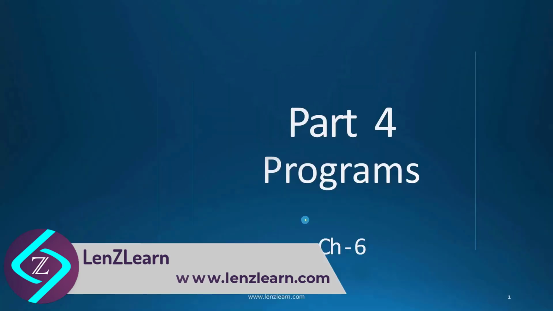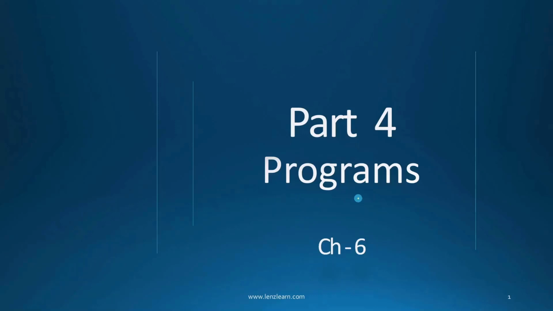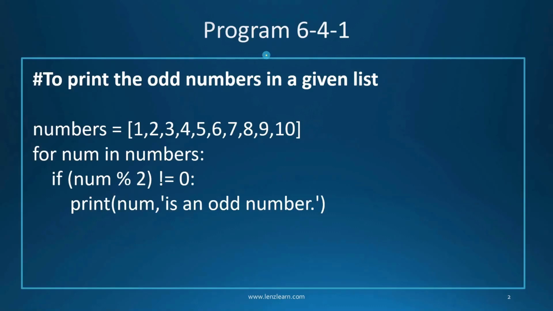Part 4 of chapter 6, we will be discussing the programs related to if, else, for and while. In this video, we will be seeing altogether 14 different programs. You can check the timeline to skip to the program that you want to learn.